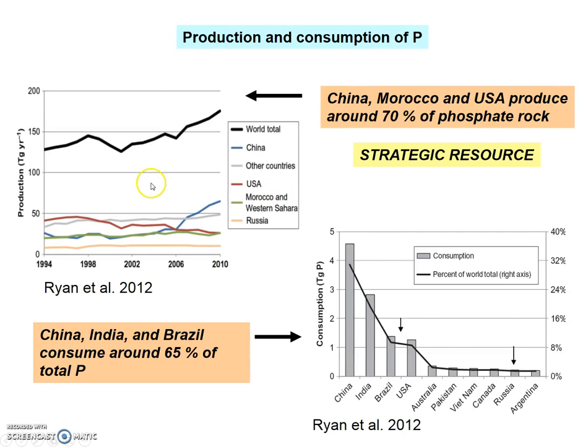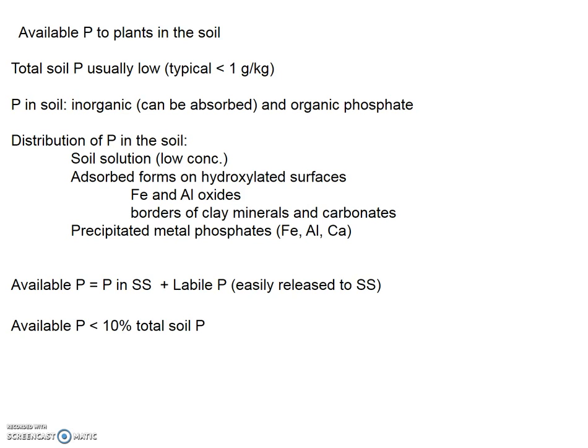The problem is not only that the resources are limited. The problem is also that the supply is restricted to basically three countries. China, Morocco, and USA produce around 70% of total phosphate rock production in the world. On the other hand, China, India, and Brazil consume around 2/3 of total phosphorus in the world. That means that the phosphorus is not only scarce, but is also a strategic resource.